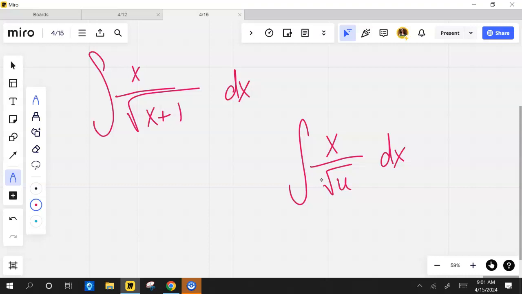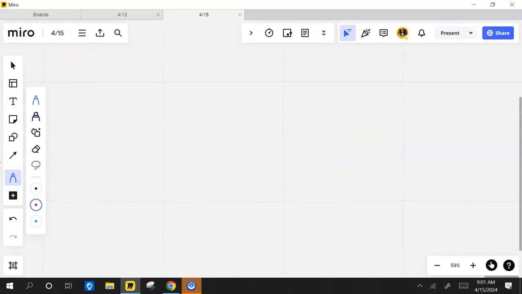How about 24? Answer's A. Okay. First of all, while I write this, tell me what is a removable discontinuity?